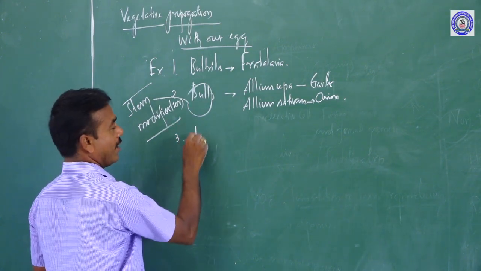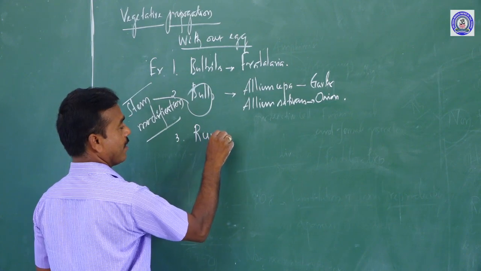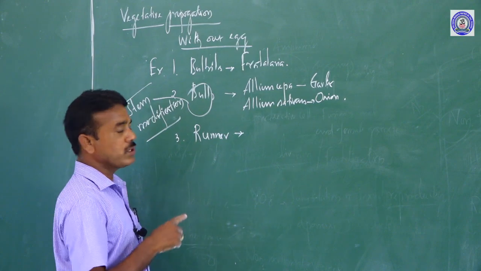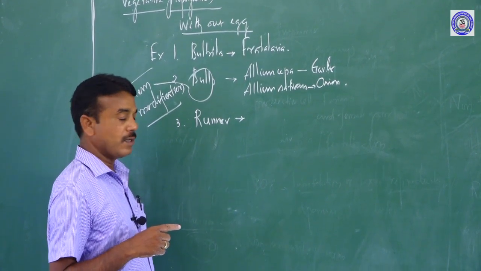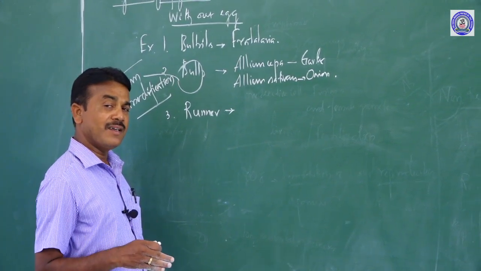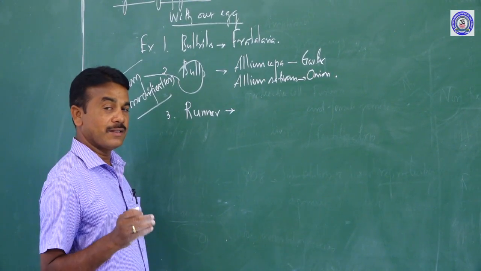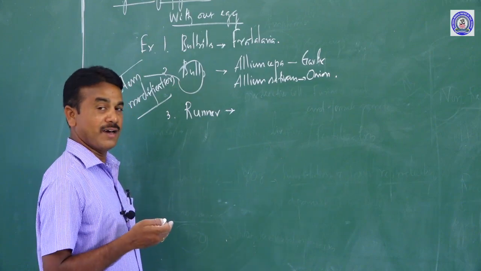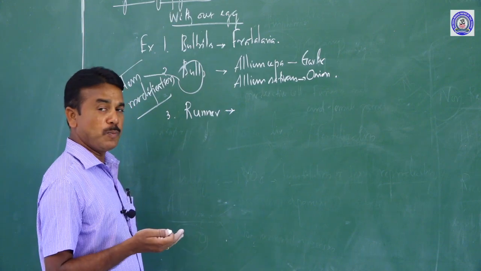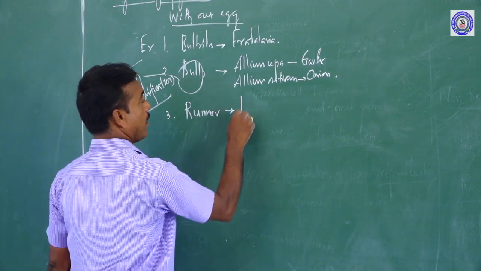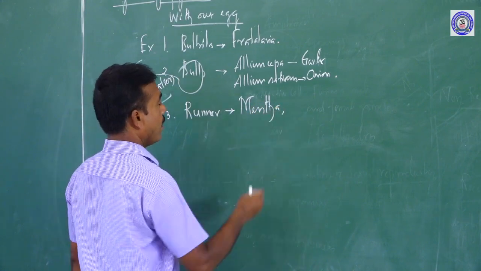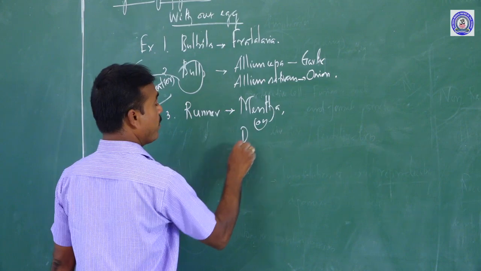Third one, runner. What is the definition of a runner? It is also a kind of stem modification. A part of the stem runs along the surface of the soil. That's why the name runner is given. Which plants propagate and develop new plants by runners? Mentha, as well as doob grass.